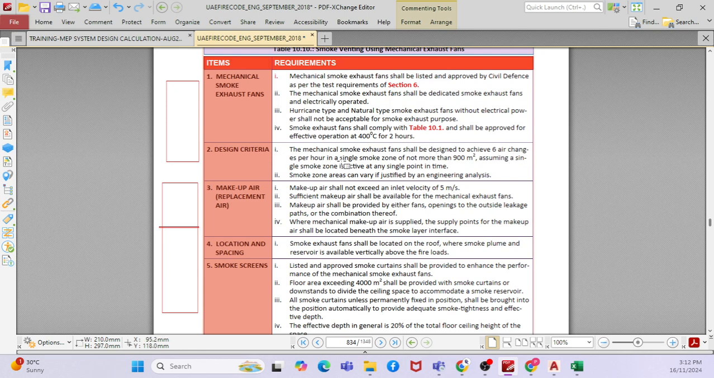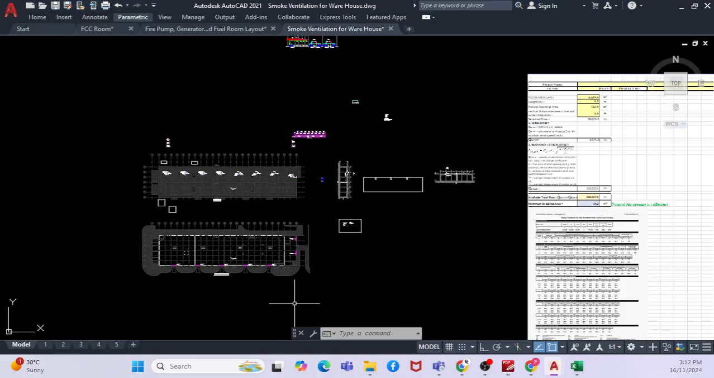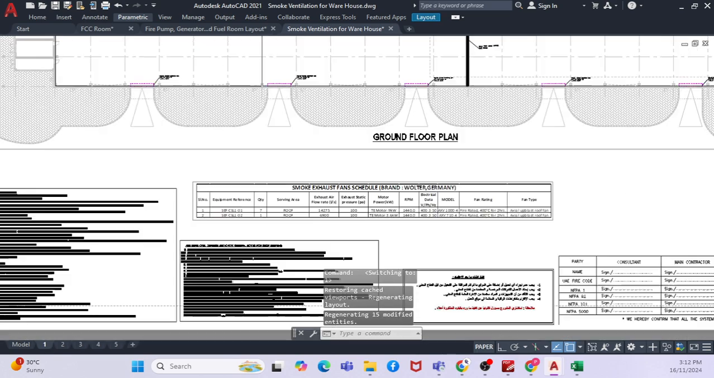And when you talk about mechanical smoke exhaust fans, they shall be designed to achieve 6 air changes per hour in a single smoke zone of not more than 900 square meters, right? So this is the scenario only in warehouses where we actually use 6 air changes per hour, with an area restriction of no more than 900 square meters. When you go into my calculation sheet, you will be able to see it here, right?